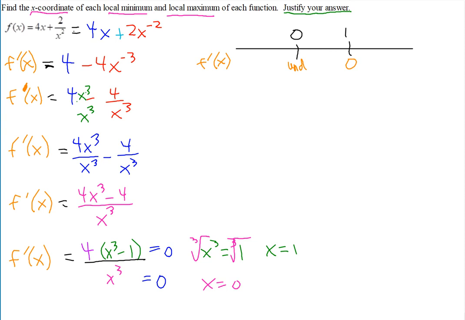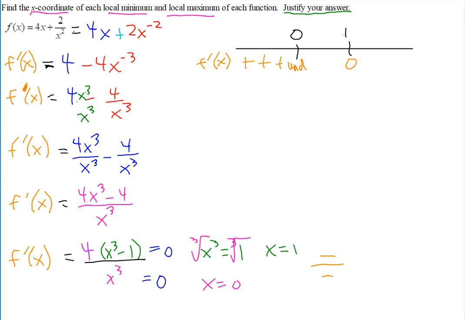So now, when we test here we can test negative 1. And again, probably the easiest form to test is the factored form here. So negative 1 cubed would be negative 1 minus 1. That's going to make the numerator negative. Negative 1 cubed makes the denominator negative. Negative divided by negative is positive.